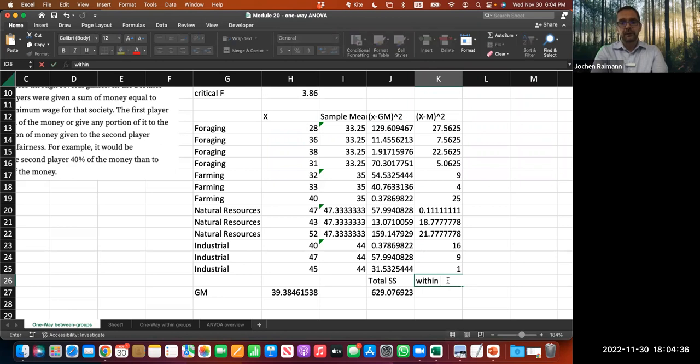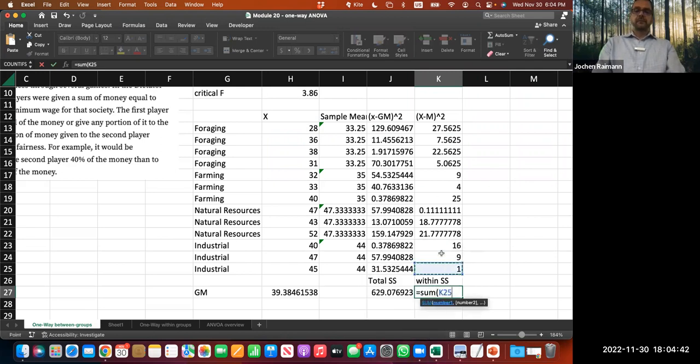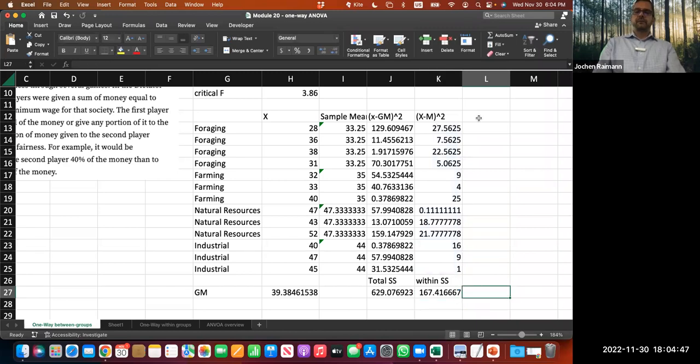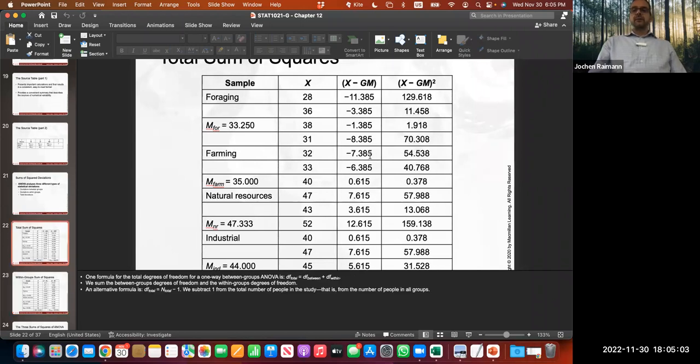That's your within SS. That is now the sum of this. It's 167. And now lastly, what you're calculating now is, Nolan and Heinzen do only, so they're doing this step, they're doing x minus m. They calculate the x minus gm.